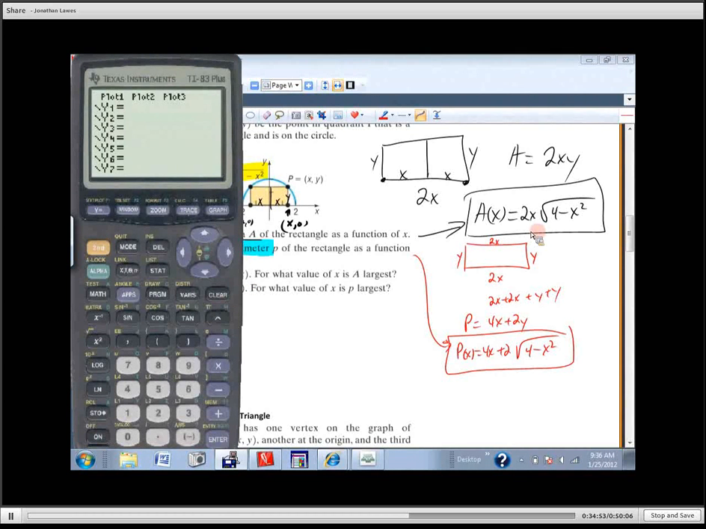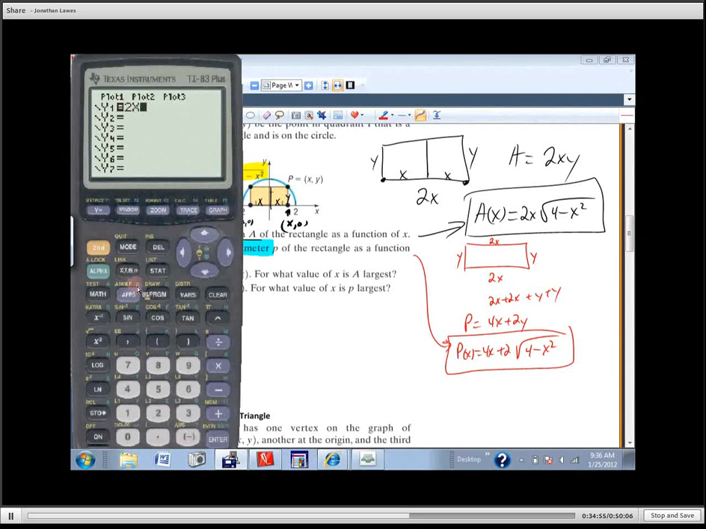So we're going to type in 2x and then the square root of 4 minus x squared, and then we'll close the parens, and that's what we've got right there. So there's the area. Okay, since we're already here, let's save a little bit of time. Let's type this in also. This is going to be 4x plus 2, and then it's going to be square root of 4 minus x squared. Close the parens again.